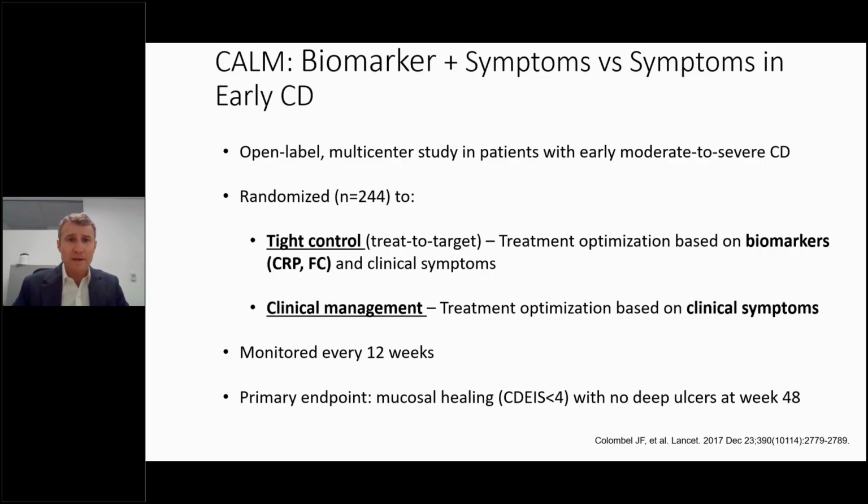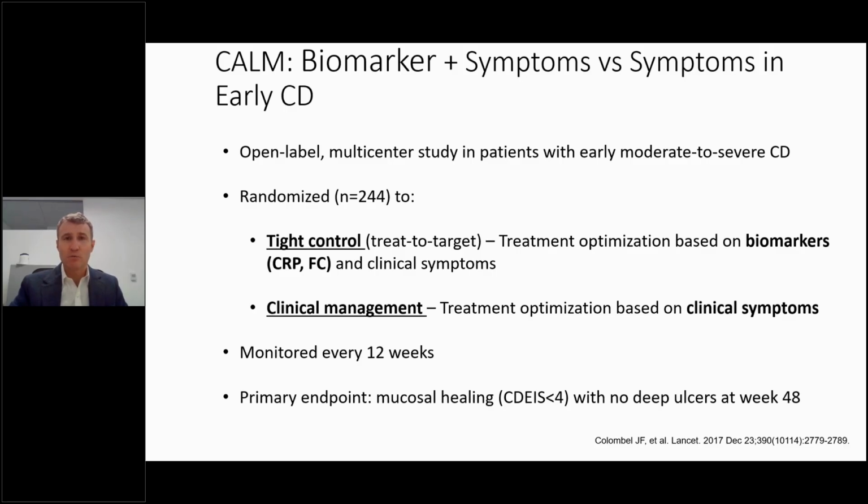So CALM was a randomization of individuals with Crohn's disease, generally early in their disease course, so within the first few years after diagnosis, to either a, quote, tight control group, which included treatment optimization based on biomarkers, which in the CALM study were CRP and fecal calprotectin, as well as clinical symptoms, compared to a standard of care clinical management arm, which only looked at clinical symptoms as a marker of disease activity and an indication for treatment adjustment.